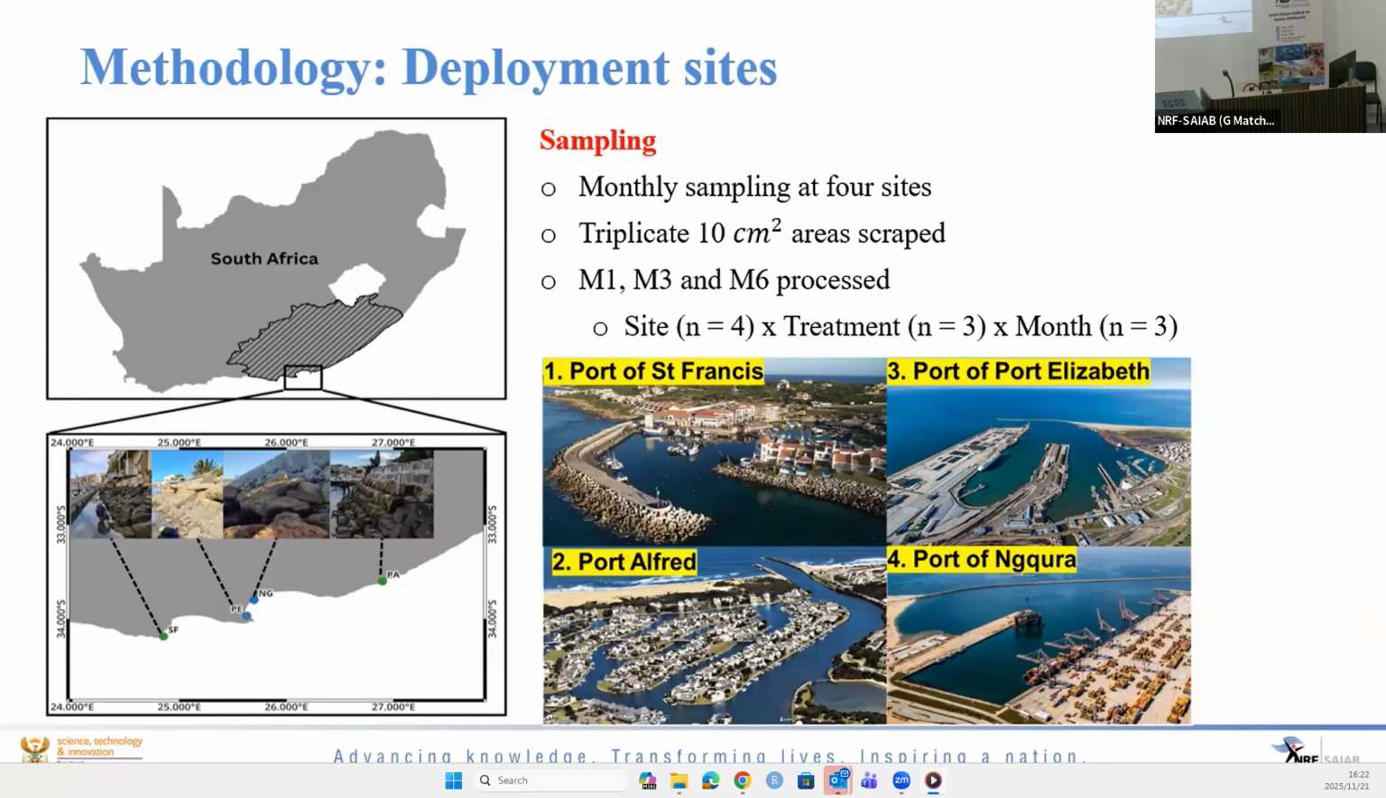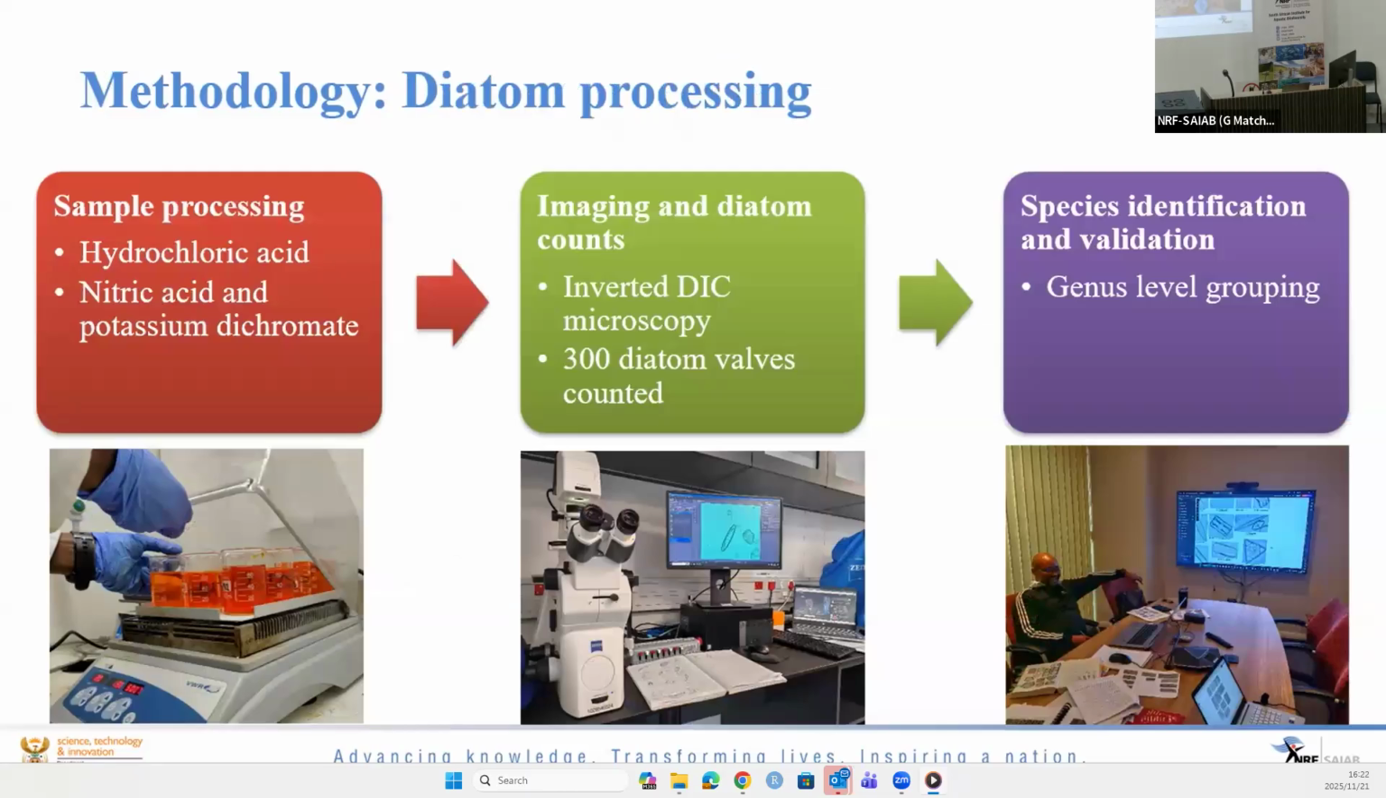So biofilm samples from month 1, 3, and 6 were processed for the study. When reaching the lab, the samples were processed in hydrochloric acid as well as nitric acid, and diatoms were imaged using DIC microscopy, and diatom valves were counted. Species were identified up to genus level grouping.